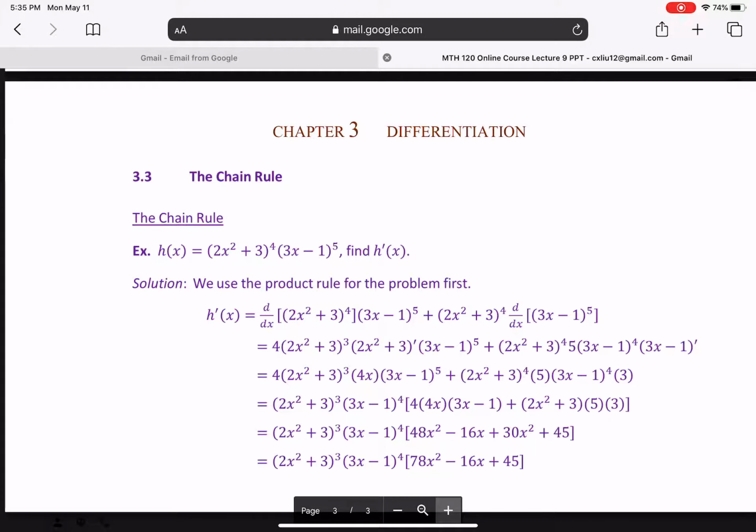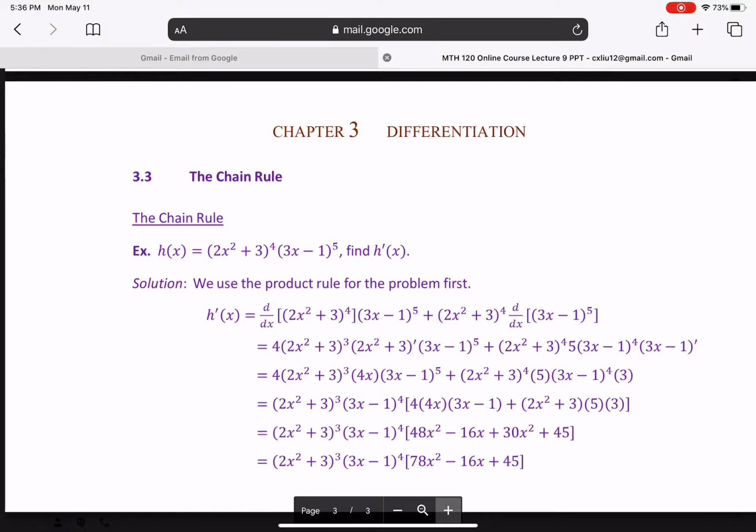So then we get 4 times 2x squared plus 3 to the cube. But we still need to take the derivative of the function 2x squared plus 3. That's the inner function. So we are using the chain rule in here. And then multiply 3x minus 1 to the 5th plus 2x squared plus 3 to the 4th times 5 times 3x minus 1 to the 4th. Multiply the derivative of 3x minus 1. Again, we are using the chain rule in here because 3x minus 1 itself is a function.